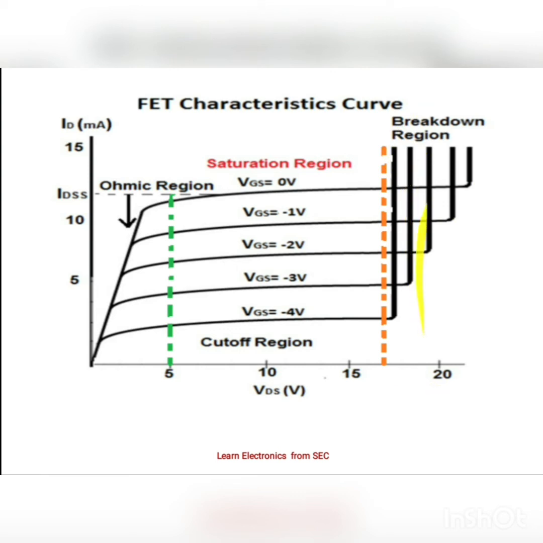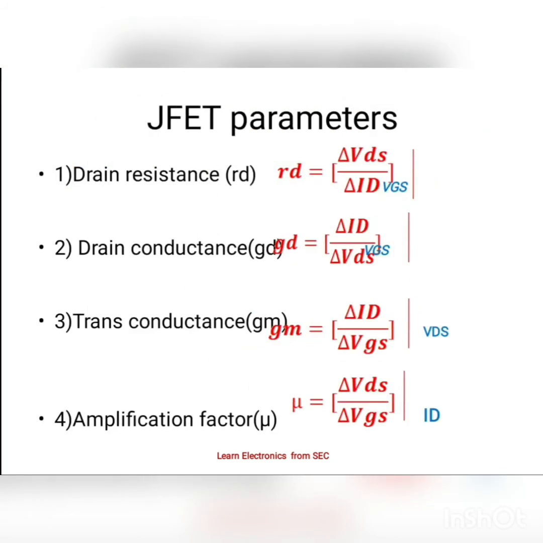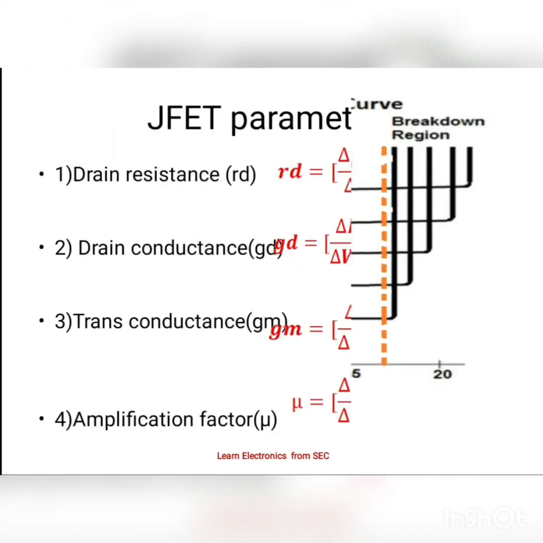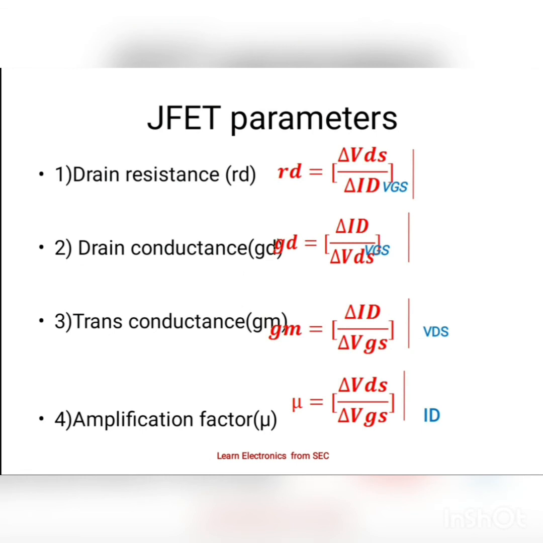And now let's see the JFET parameters. These are the four parameters. Drain resistance. Resistance means voltage by current, so it is called as drain resistance, putting VGS constant. Then drain conductance, GD, which is 1 by RD, and VGS is made constant.